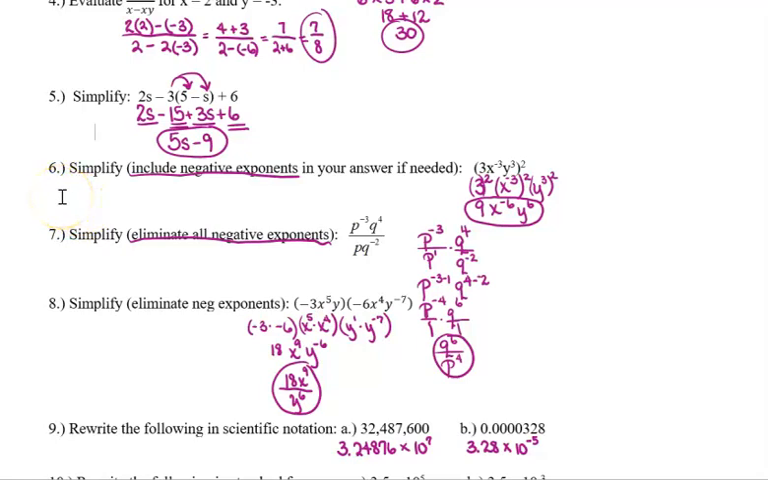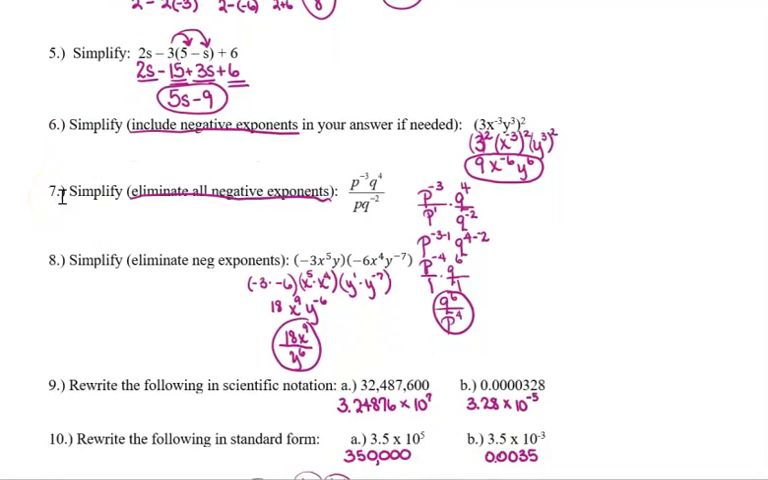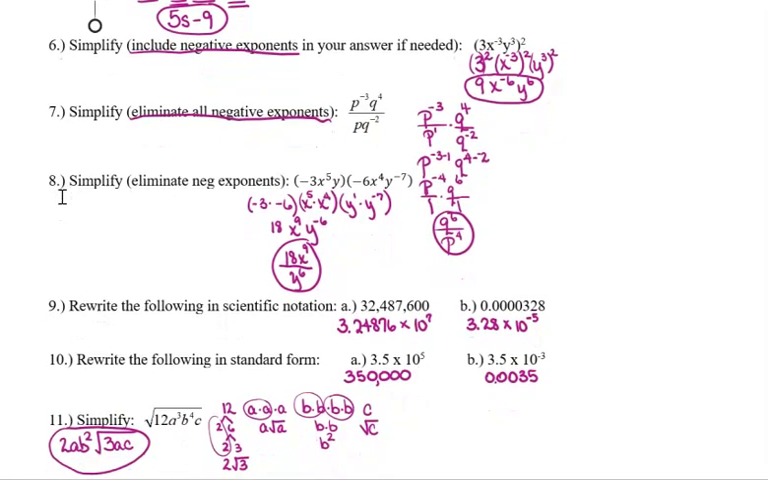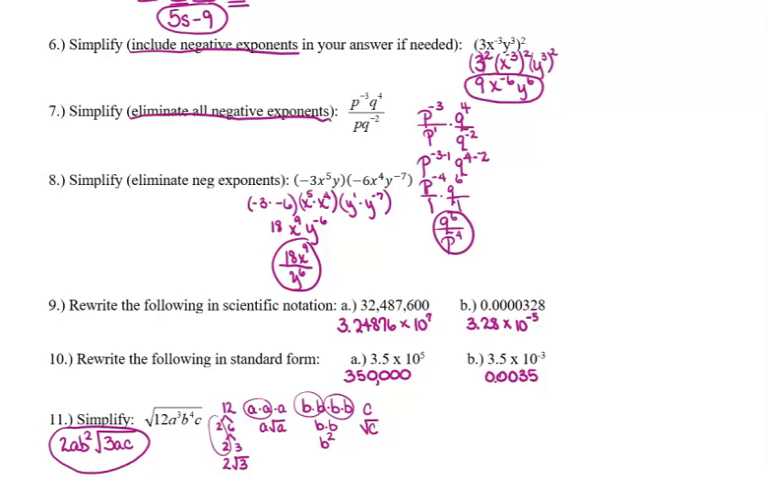All right, so then for number 6, we want to simplify. And it says that we can have negative exponents in our answer. So we're going to take each of these guys and raise them to that second power. So that would be 3 to the second, x to the negative 3 to the second, y to the third to the second. All right, so 3 squared, of course, is 9.